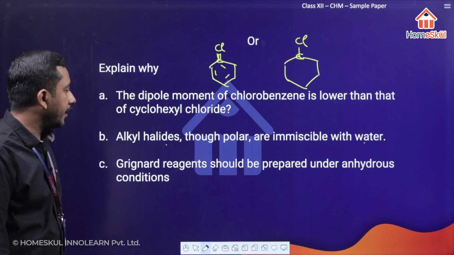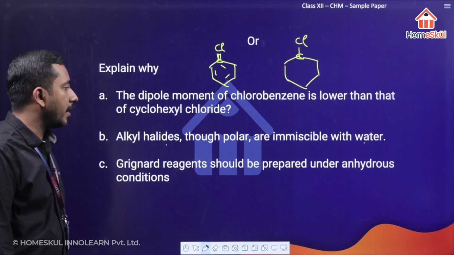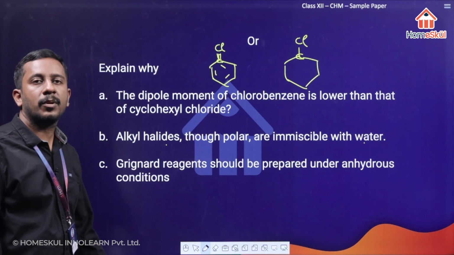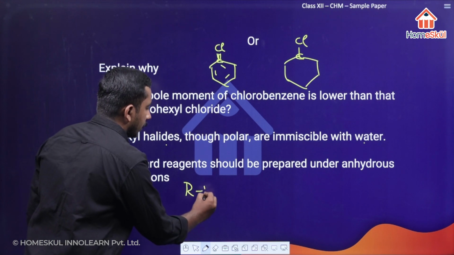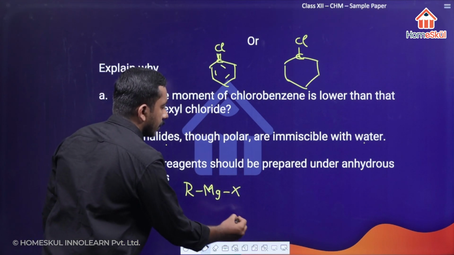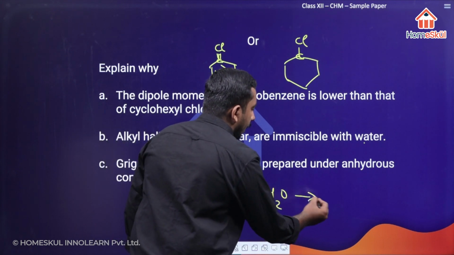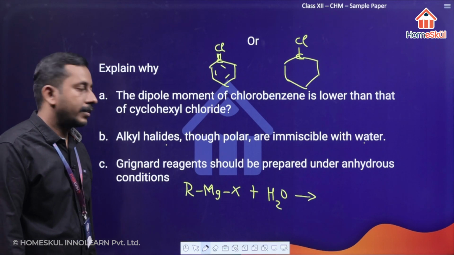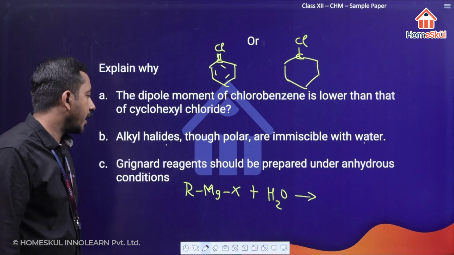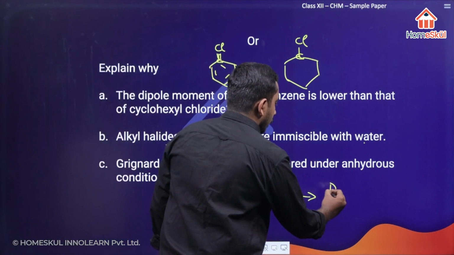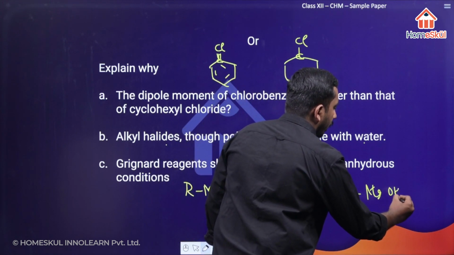The third statement: Grignard reagent should be prepared under anhydrous conditions. So there should not be any presence of water or moisture during the preparation of Grignard reagent. If yes, the Grignard reagent, which is written in the general formula RMgX, is going to react with water, or even if a tiny amount of moisture is present, that is going to have a reaction. So the Grignard reagent that we take will be converted into the corresponding hydrocarbon. That means we will be getting the product RH and the byproduct MgOHX.